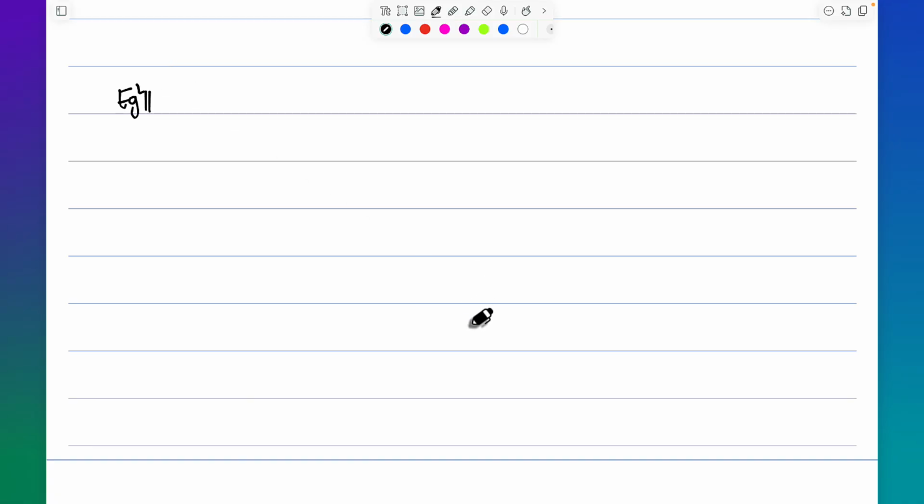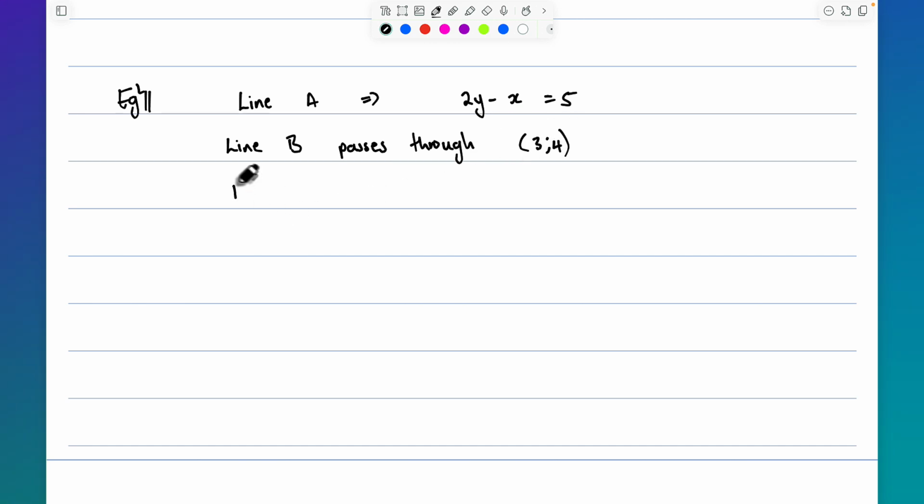This is going to be example 2. In example 2, you're given that you have line A, which has equation 2y minus x is equal to 5. And you're also told that line B passes through the point 3 and 4. Find the equation of line B.